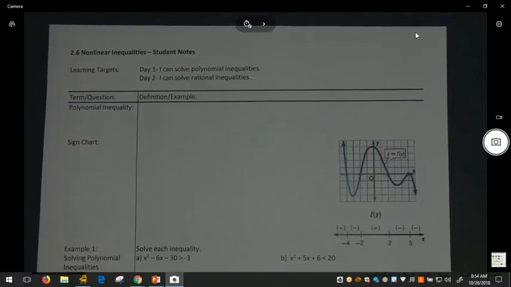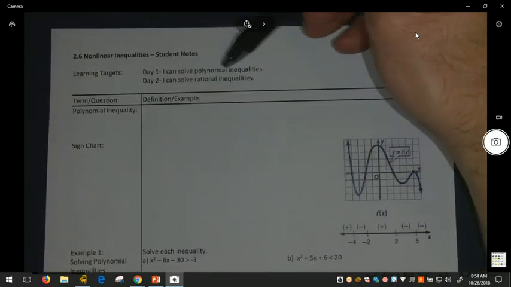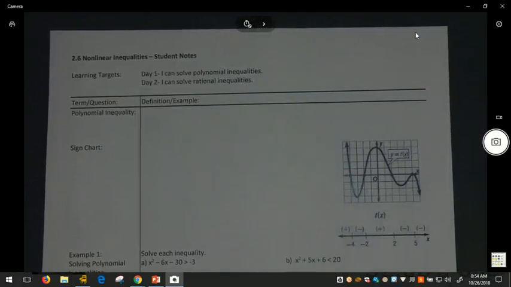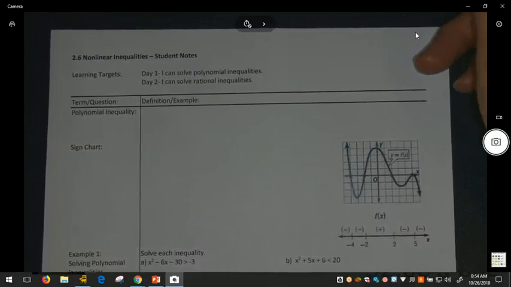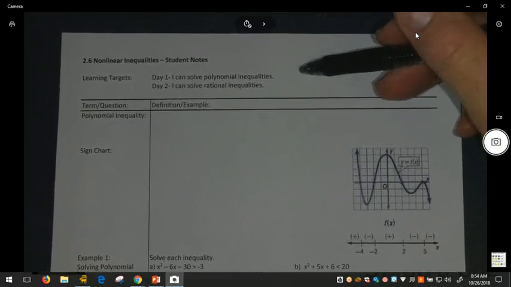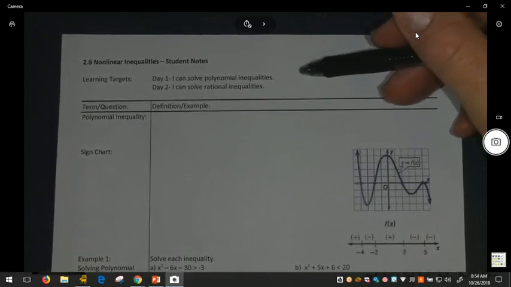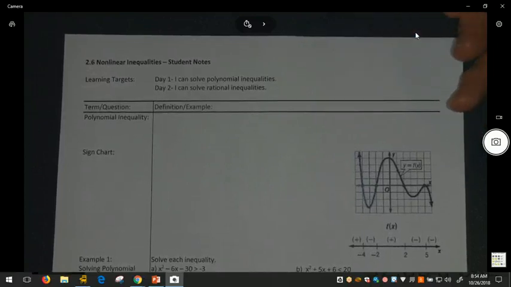Welcome to lesson 2.6, Pre-Calculus, solving nonlinear inequalities. In this lesson, day 1, we're going to learn to solve polynomial inequalities. Unlike linear inequalities where we graphed the line and shaded the solution set, with nonlinear inequalities, now that we're in pre-calc, we are going to describe the solution on intervals and interval notation.